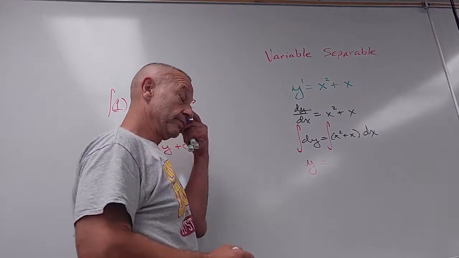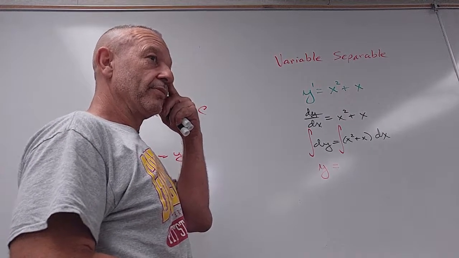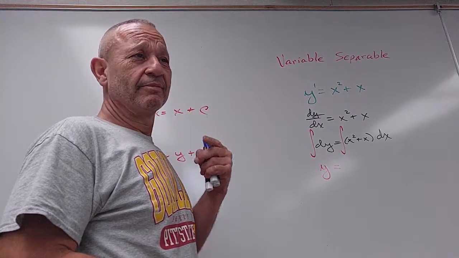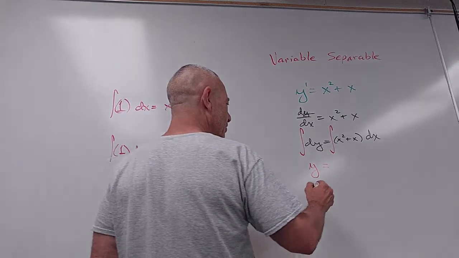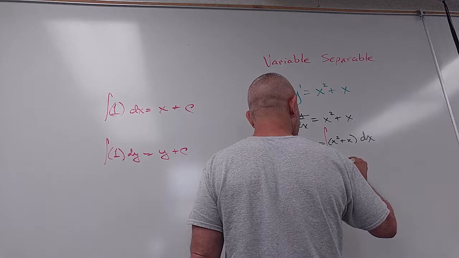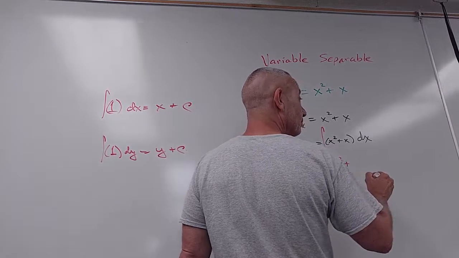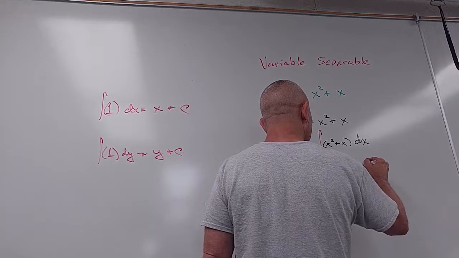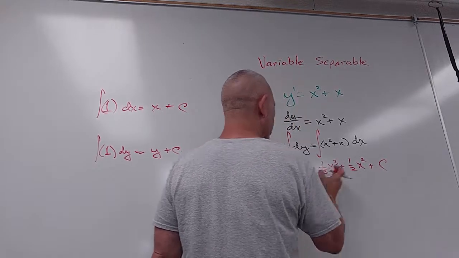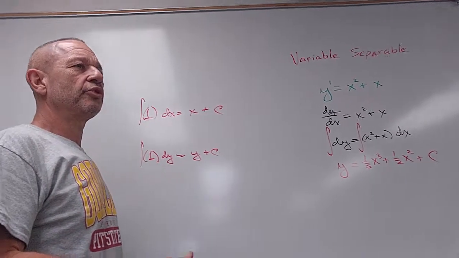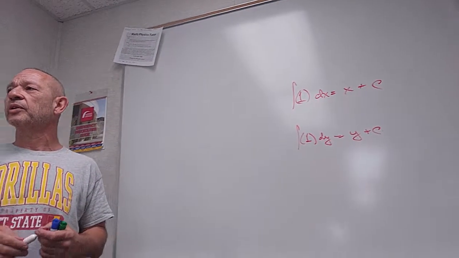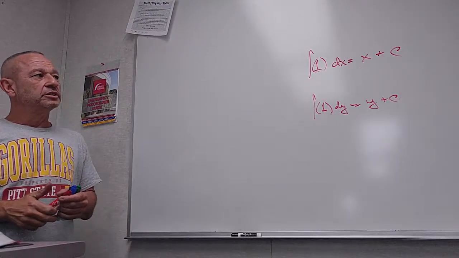equals x cubed over 3, 1/3 x cubed, plus x squared over 2, 1/2 x squared. And instead of writing an arbitrary constant for each side, we'll just add the two arbitrary constants together at the end. So this is nothing new.